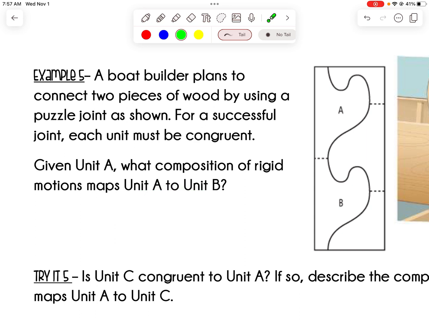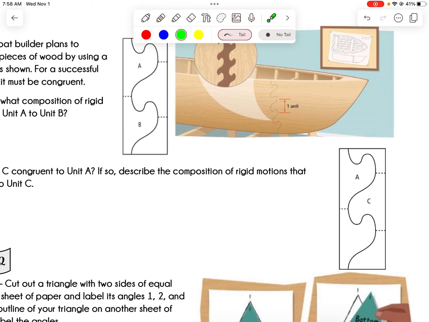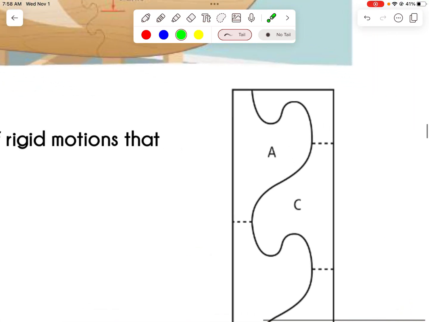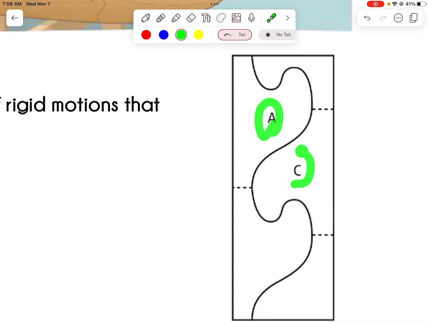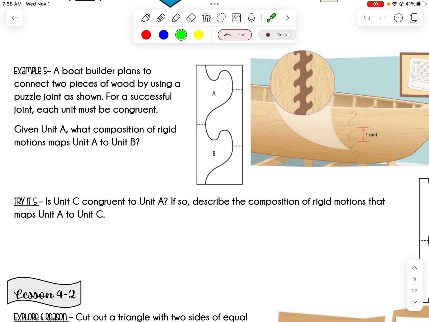Write down the transformation. What composition would take A to B? Now, it could just be 1 transformation, could be more than 1. All right, and what composition would take A to C? Notice how they both have that same kind of curve, but they're in different locations. So what kind of transformations would take A to C? Pause the video, and I'll give you those answers real quick in just a sec.